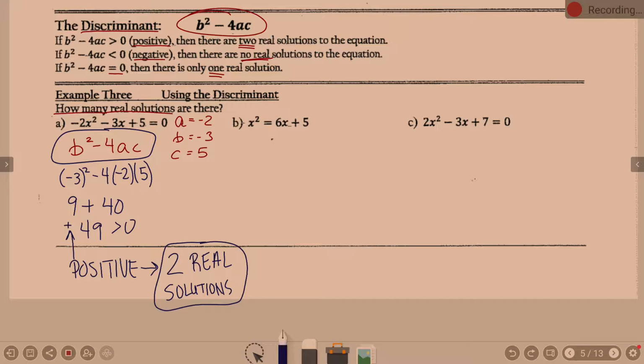Now, if we had to find the solutions, we'd have to go back and set up the whole quadratic formula. We just know what's under the square root is 49, so it'd be plus or minus 7 on top. But we still have to go back and do the other parts. Questions there?